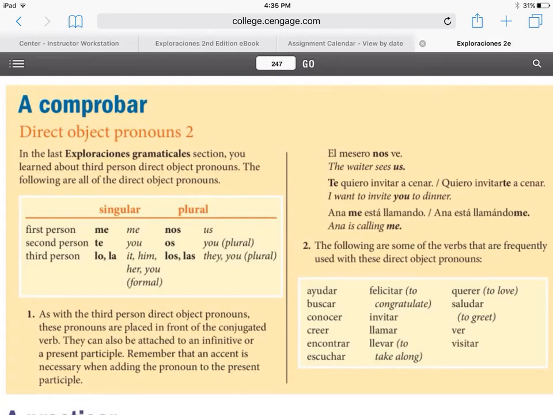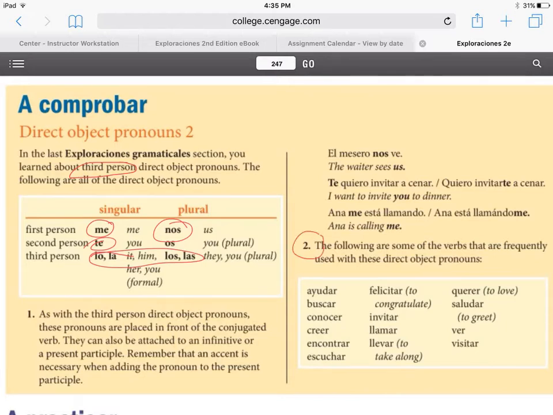This is a continuation of our lecture on direct object pronouns. In the first section we talked about third person direct object pronouns, lo, la, los, and las, which are here. In this section they're adding on the first person direct object pronouns, me and te and nos. So they work just like the third person direct object pronouns. They can always go before the verb, or you can attach them to infinitives or present participles.